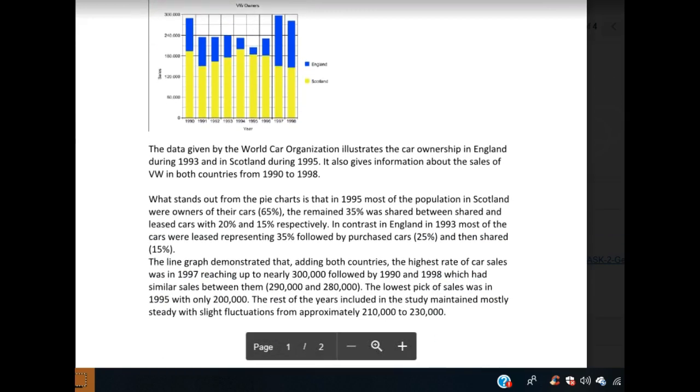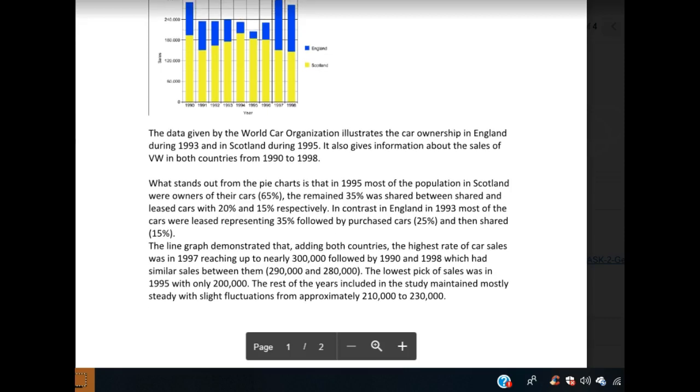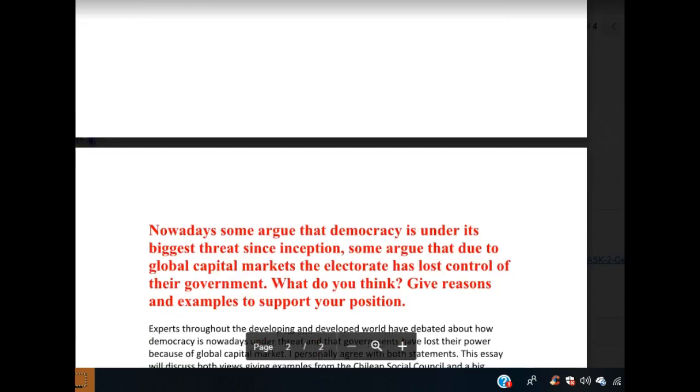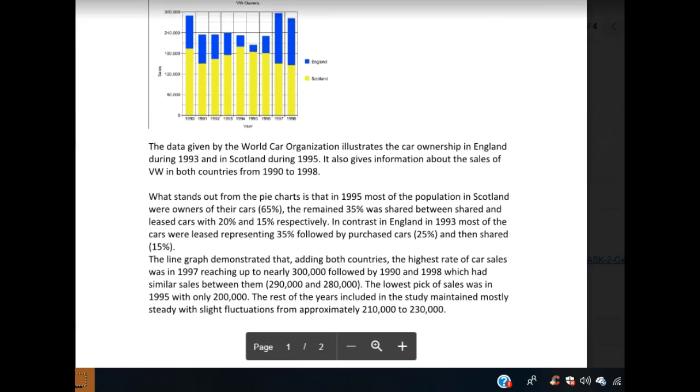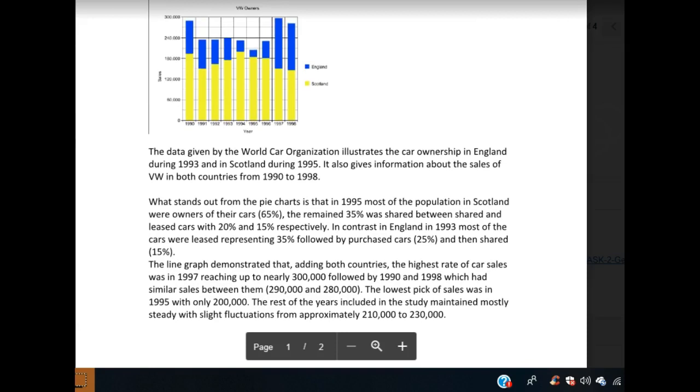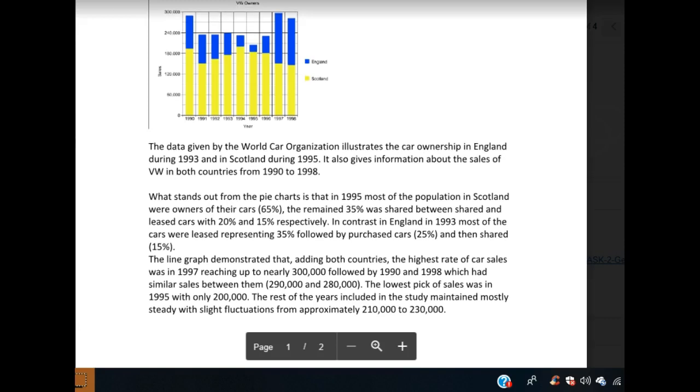So the line graph demonstrated that, adding both countries, the highest rate of car sales was in 1997, reaching up to nearly 300,000. It's true. Okay. Followed by 1990 and 1998, which had similar sales between them, 290 and 280,000. Don't forget to write respectively.